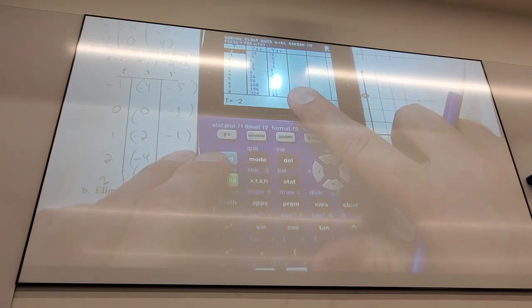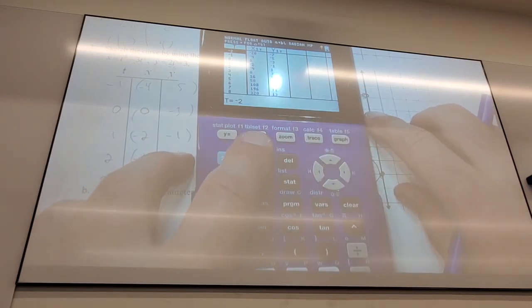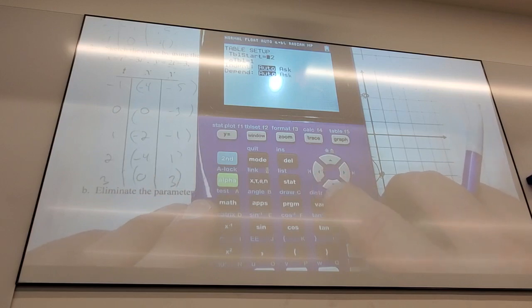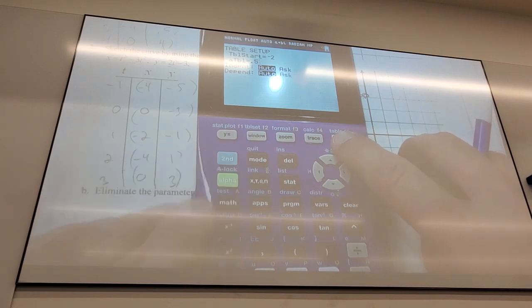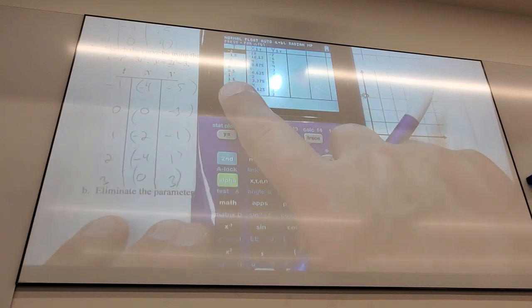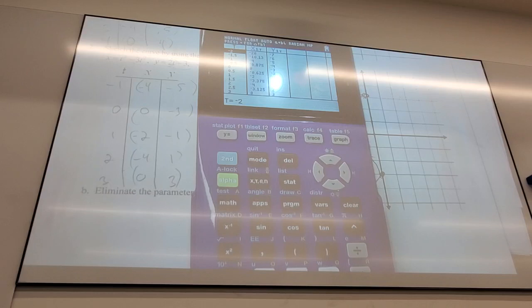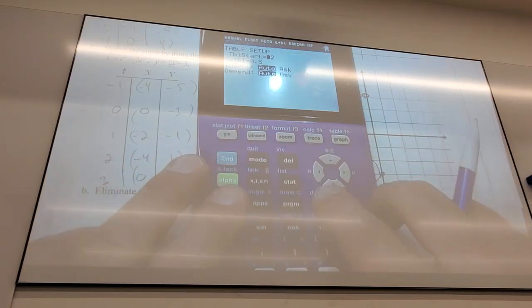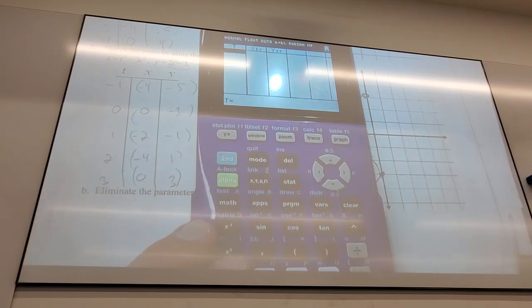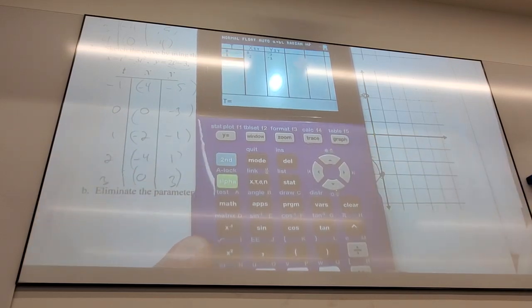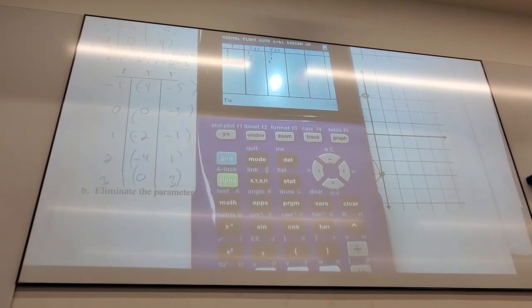If you're trying to play along, if you hit second window to table set, you can change this if you want to go by half a step. Now it's going to go by half a step. You could also change it to ask, so it's going to wait for you to plug stuff in. So you can make a very focused table, right? You all with me? Okay.